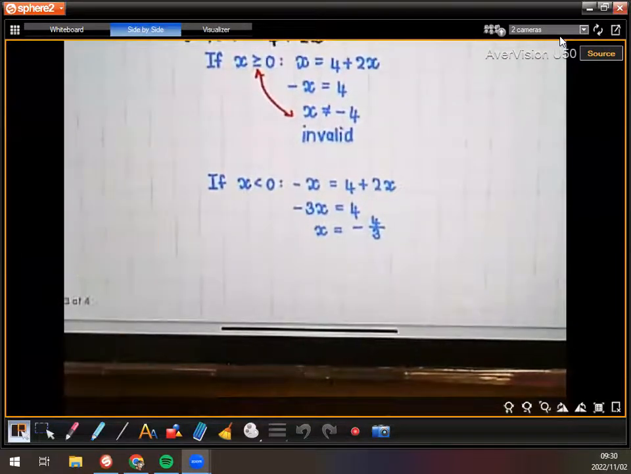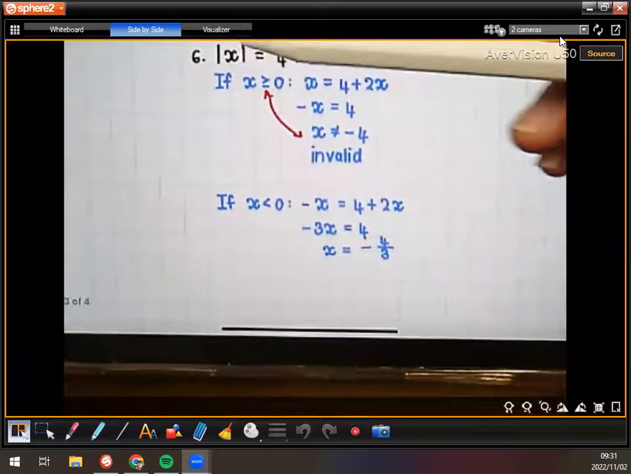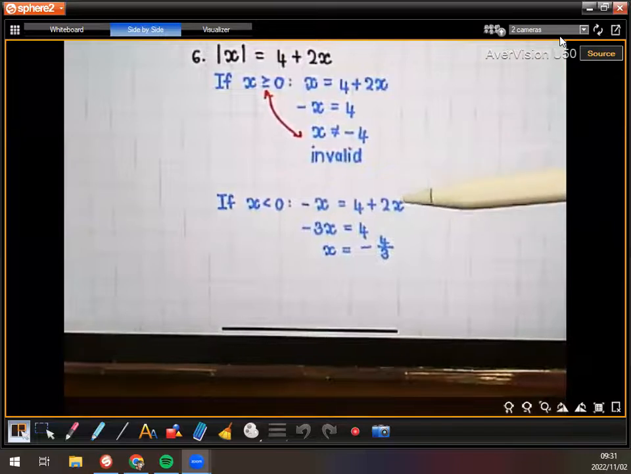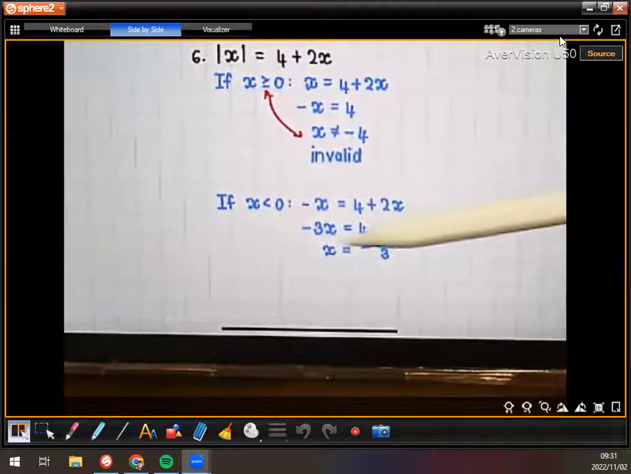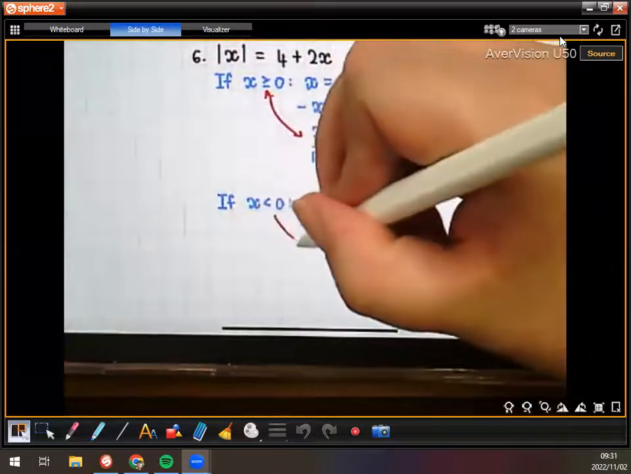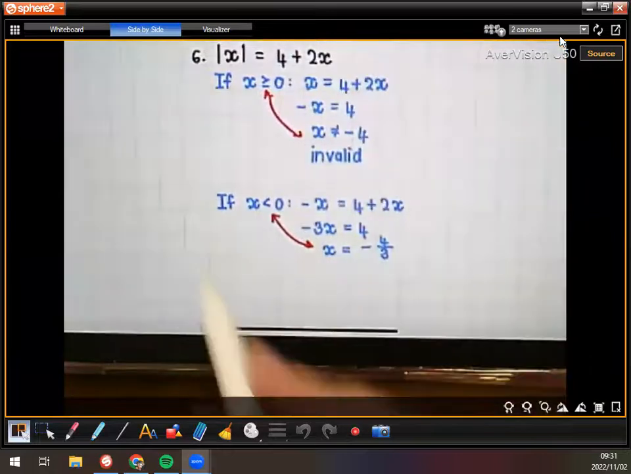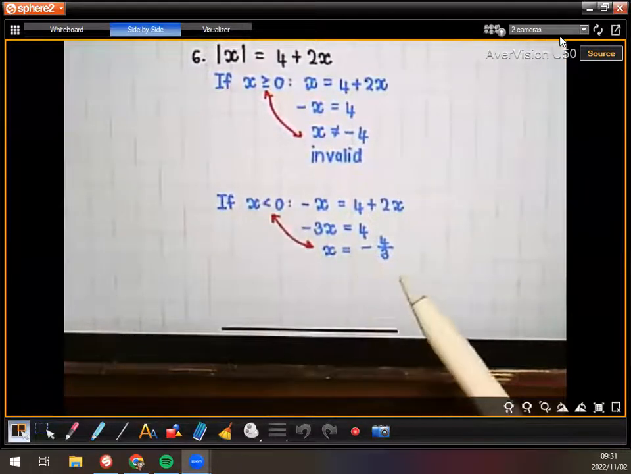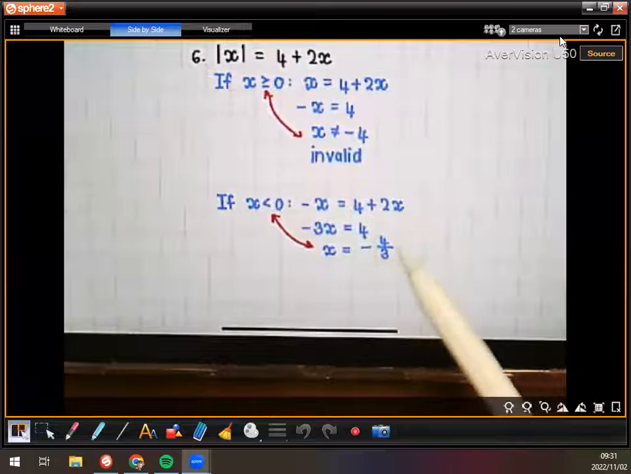For the other one, we said, okay, if x is negative, then the absolute value of x is going to be negative x, equal to what they gave us on the right. Solving for x, I'm moving that plus 2x over, and then I'm dividing by 3. Negative 4 over 3. Now guys, these two, the condition and the answer, do correspond, because I said x must be negative and x is negative. So that is valid.